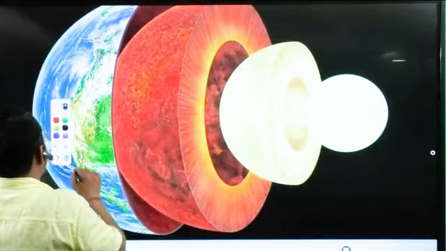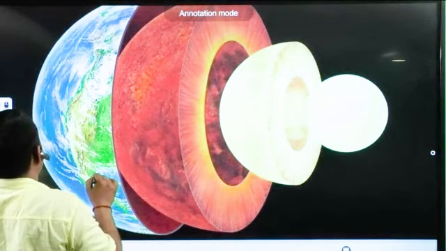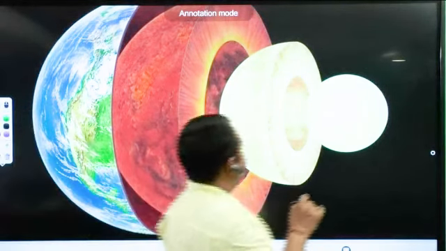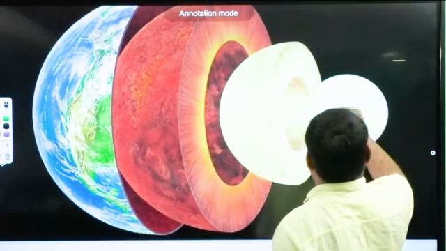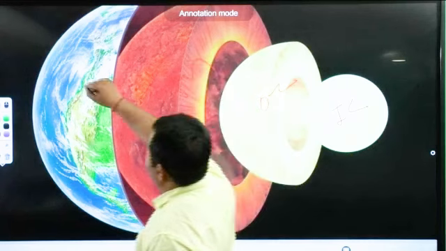Here we can again imagine the layers of the Earth. This is the what? Inner core. This is the outer core. This is the mantle, and this is the crust.